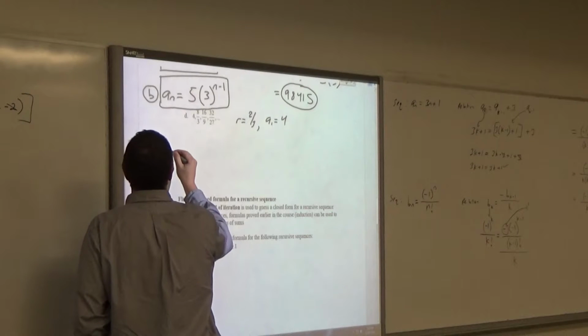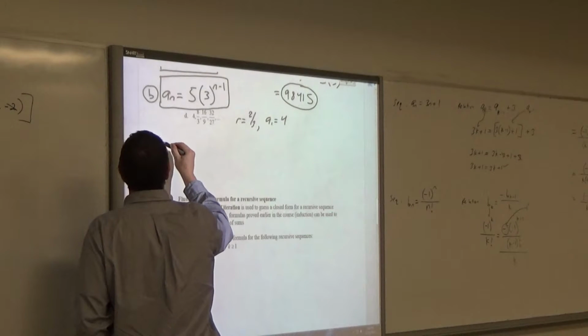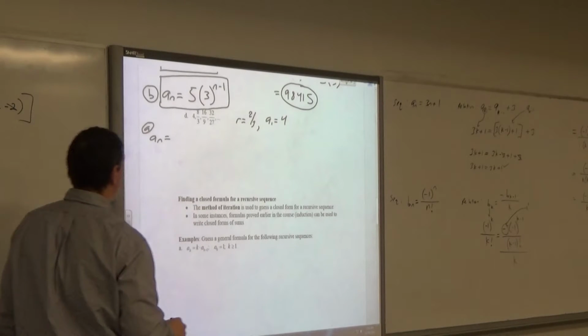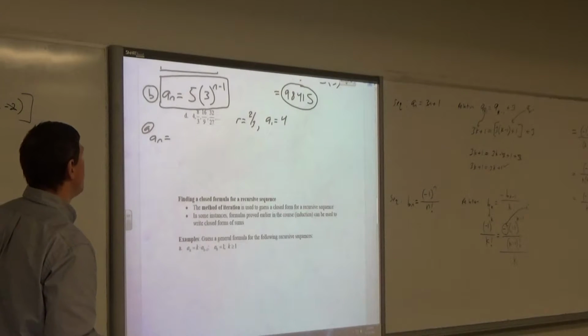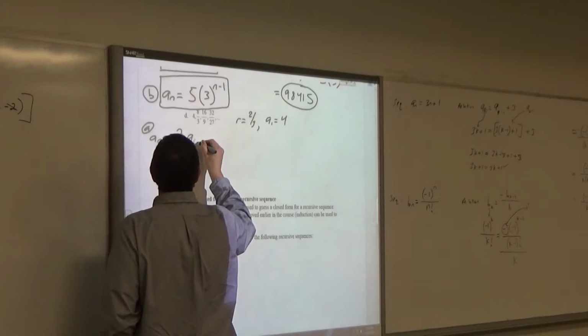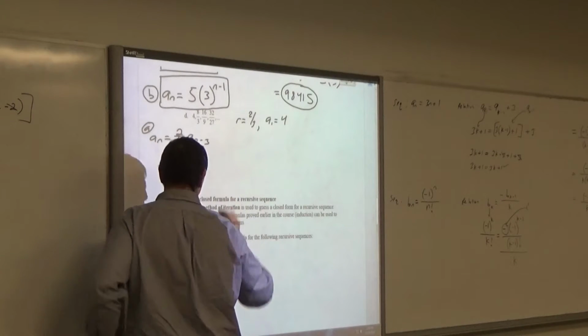So, for the recursive version of this, what's the recursive version going to be, guys? 2/3 times a sub n minus 1. Yeah, 2/3 times the previous iteration.